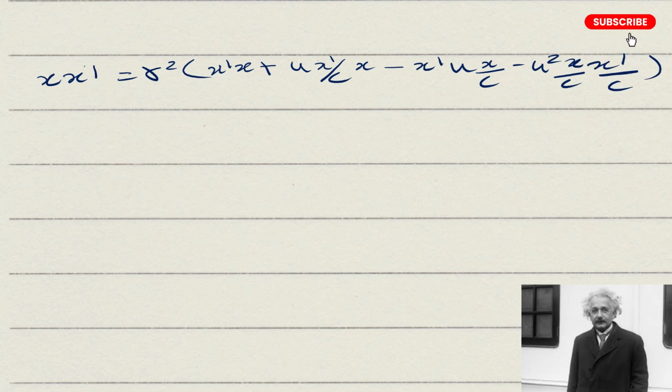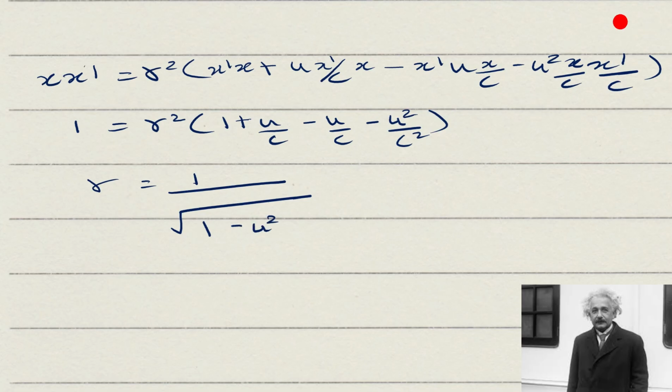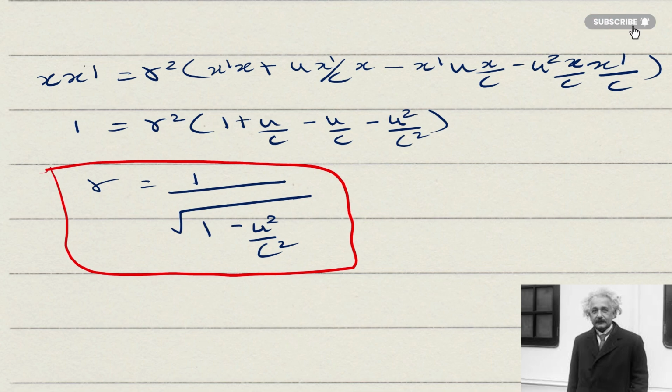Now we can divide all those terms by x x prime, and that gives us that 1 equals gamma squared into (1 plus u over c minus u over c minus u squared over c squared). And that means that gamma equals 1 over the square root of 1 minus u squared over c squared. And that is known as the Lorentz transform.